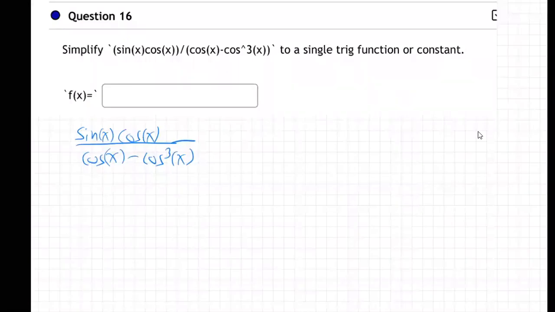Okay, so we have this expression. They want us to make it a single trig function. So how do we do it? Well, I'm going to just make it s and c, so I don't have to write so much. This is c minus c cubed. Okay. What should we do?